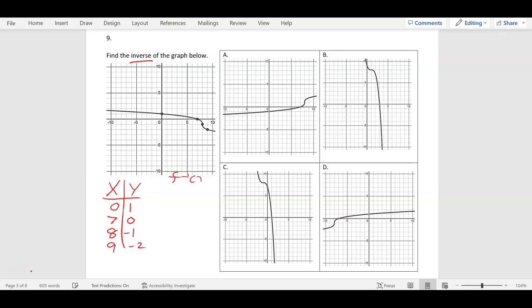The inverse function is going to be, let's see which one of these has these points. 1, 0. 1, 0, nope. 1, 0, nope. 1, 0, yes. 0, 7, yes. Negative 1, 8, yes. Negative 2, 9, yes. And then 1, 0, once again, no. So again, you just take the original points, flip them, and they should be on one of the graphs.